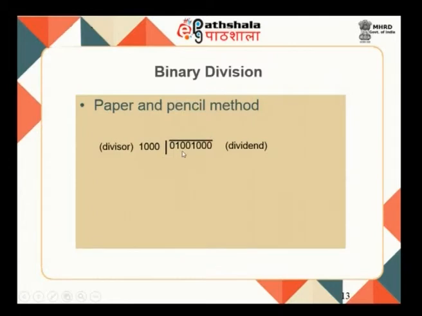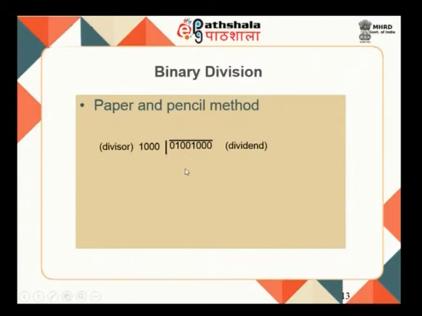By just looking at this itself, you know that because this has 4 bits, you will have to look at 4 bits. These 4 bits are 0100. You know that 0100 is obviously smaller than this. So, you generate a quotient bit of 0, bring in the next bit and only do the subtraction operation.